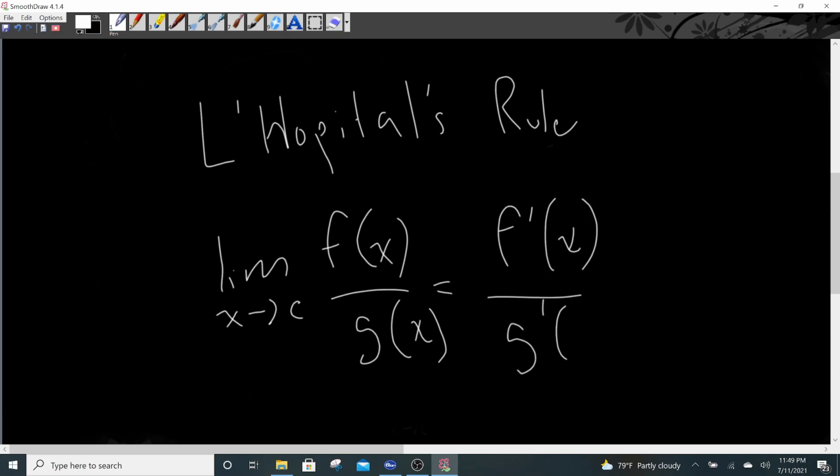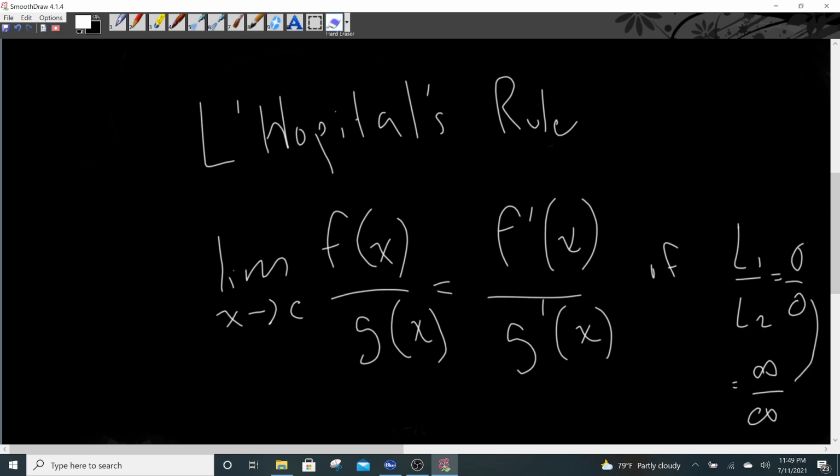And this is a very, very important concept because I don't really like using equals because, again, infinity is a concept, not a number, but still, it'll be for these two cases. But yes, this is L'Hopital's rule.